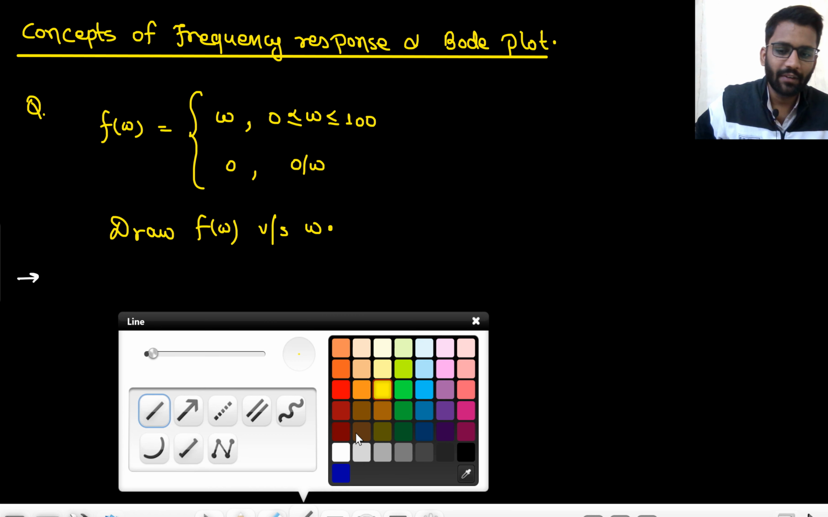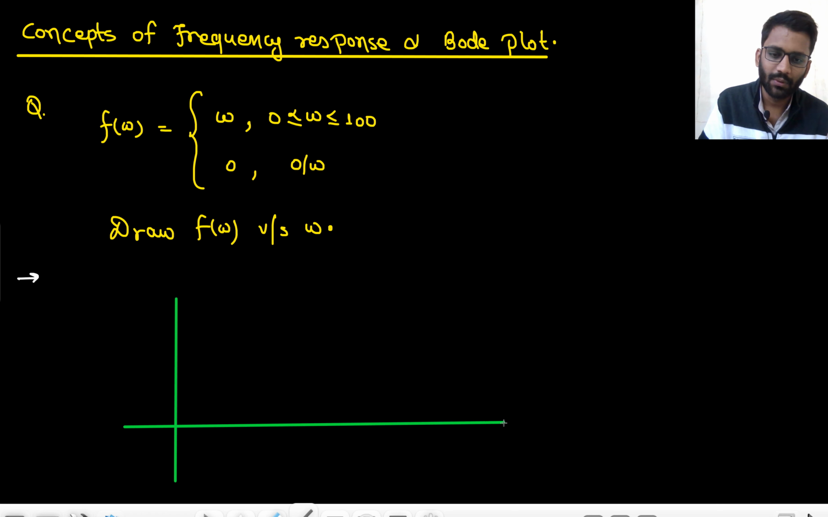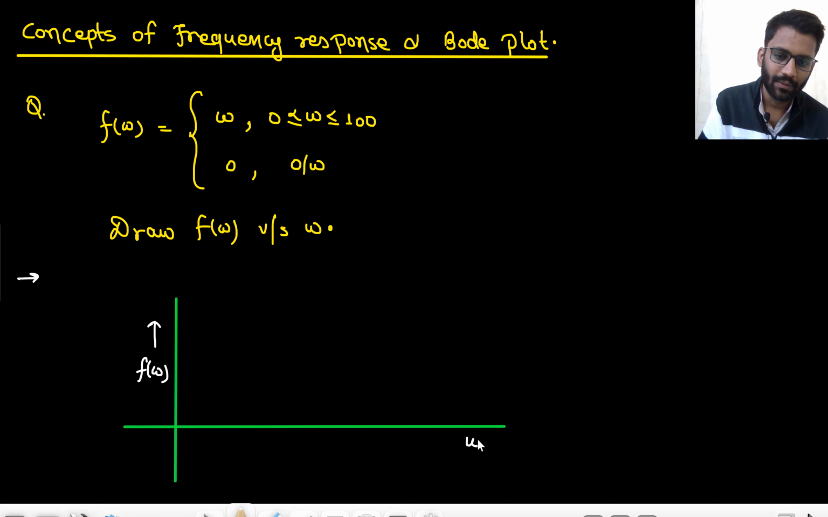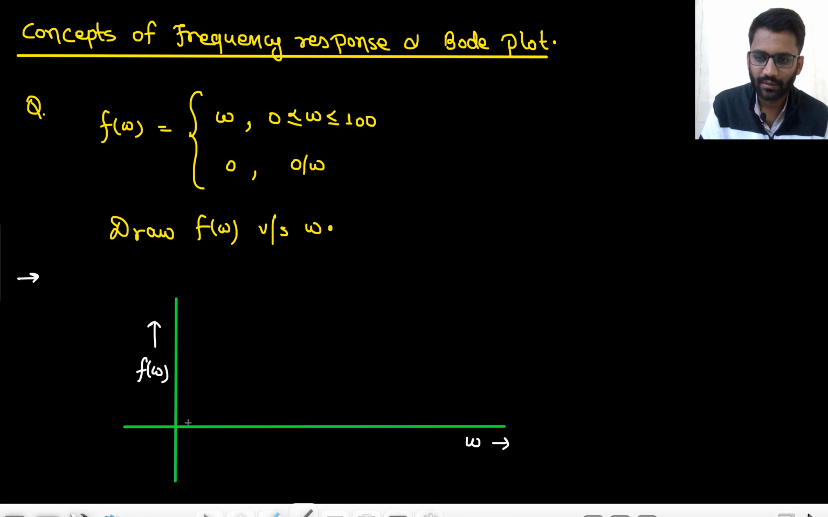You have to draw f of omega versus omega, for omega from 0 to 100. Simply you need to draw this graph. It will be a straight line starting from the origin till the value 100, right? Why am I solving this? You will get to know the reason.